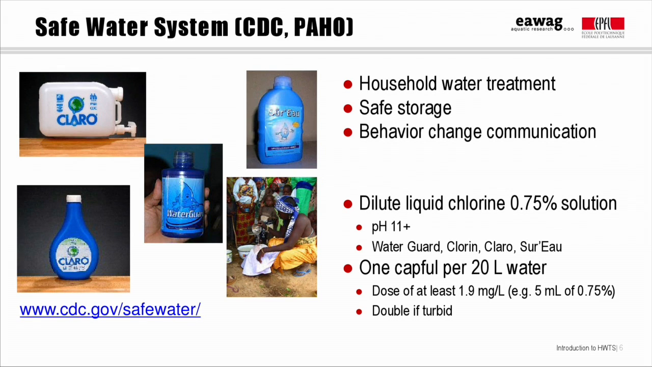The bottles are normally designed so that 1 capful is a good dose for the locally used storage containers. For example, a 5 milliliter capful of 0.75% free chlorine added to a 20-liter jerry can gives a dose of 1.9 milligrams per liter. And again, this dose should be doubled if the raw water is turbid.